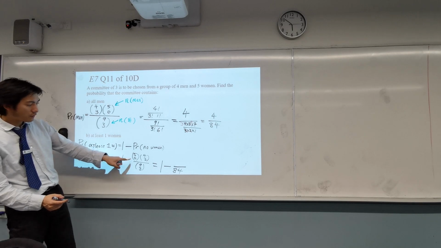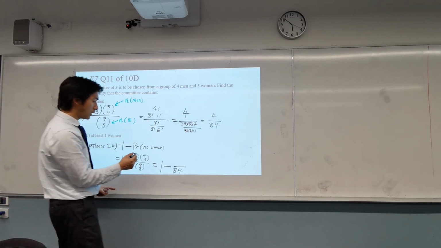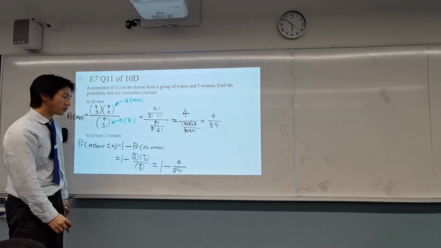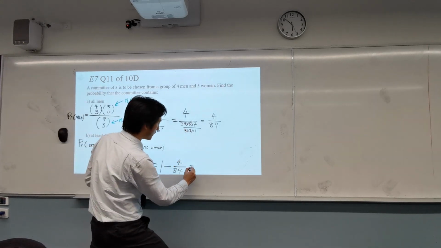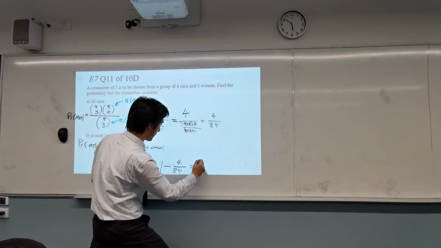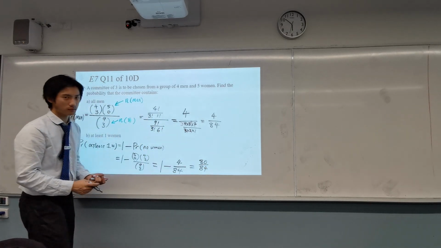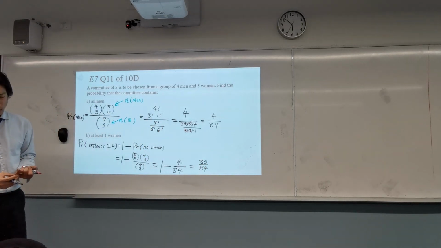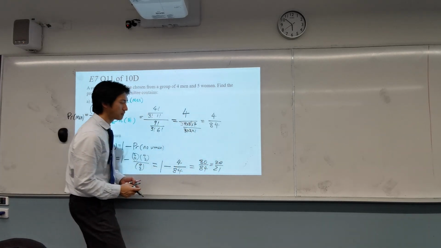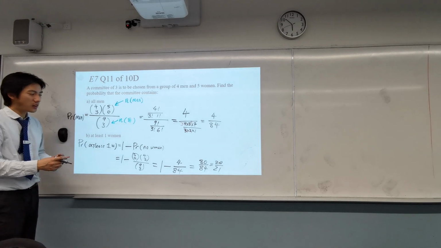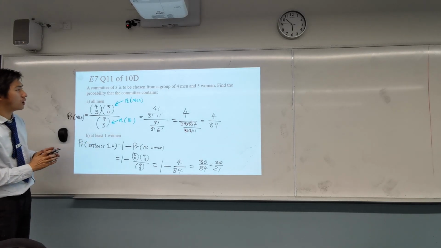At the top, 5 choose 0 is 1, 4 choose 3 is 4. So it's 1 take away 4 out of 84, which equals 80 out of 84. Now this answer simplifies to 20 out of 21, which means it's very likely that you're going to have at least 1 woman in your committee of 3.